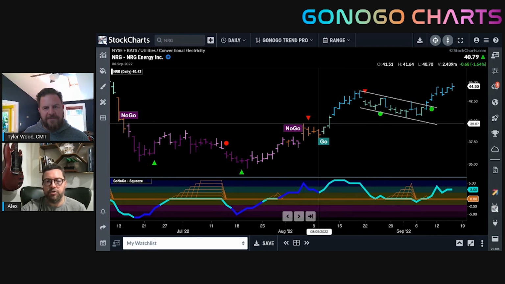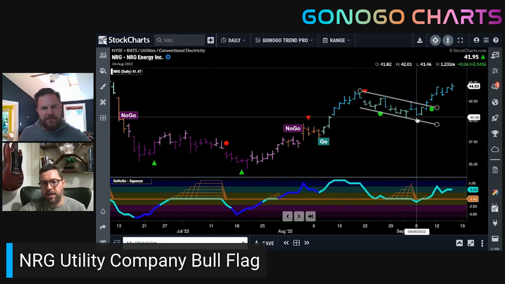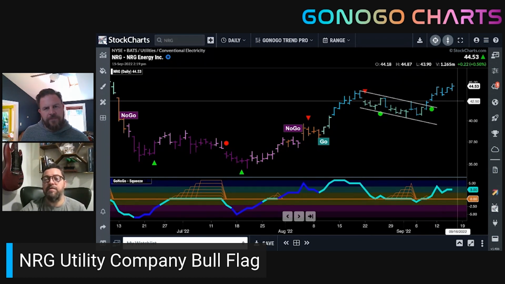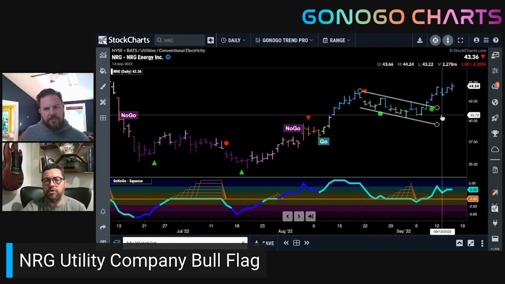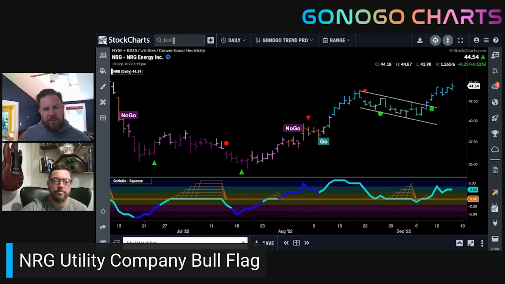And this looks like a crudely drawn, I rushed this annotation, but it looks very much like a bull flag. And that goes back to the idea of buying the dip. Go trend established, correction against that. And then when you see renewed momentum coming back in the direction of the Go trend, you can be fairly confident that the price will move in that direction. So GoNoGo charts in this case are helping you identify those buyable dip opportunities. Absolutely.